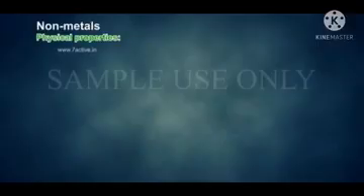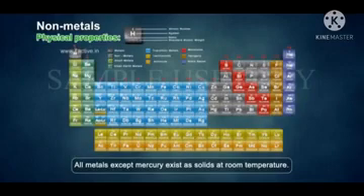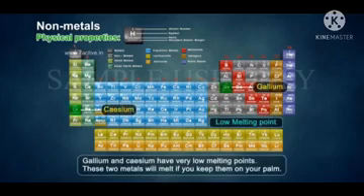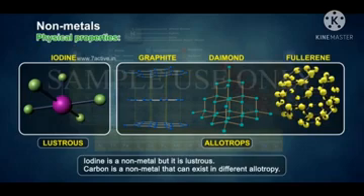Physical properties: all metals except mercury exist as solids at room temperature. Gallium and cesium have very low melting points. These two metals will melt if you keep them on your palm. Iodine is a non-metal, but it is lustrous.